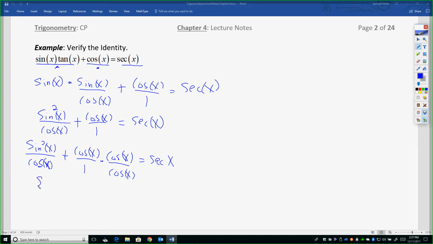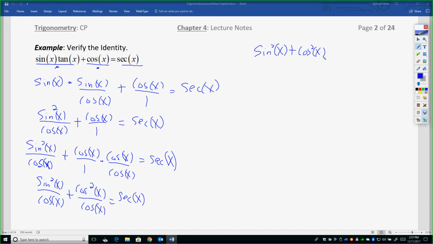So the result is sine squared of x over cosine plus cosine squared of x over cosine equals secant. So now we have common denominators. We can add the fractions together and get sine squared of x plus cosine squared of x over cosine of x equals secant.